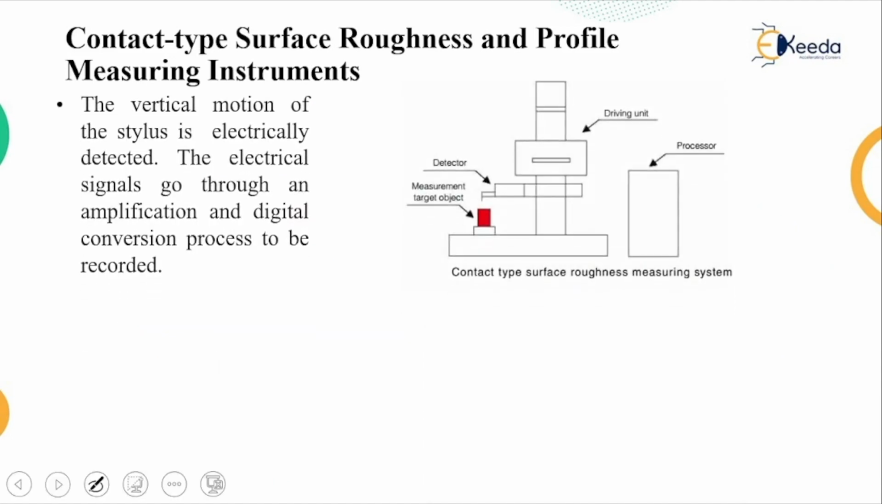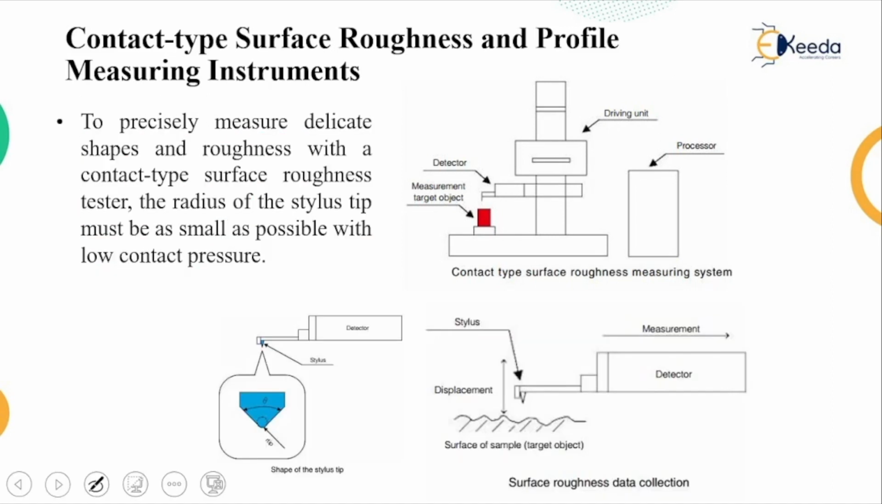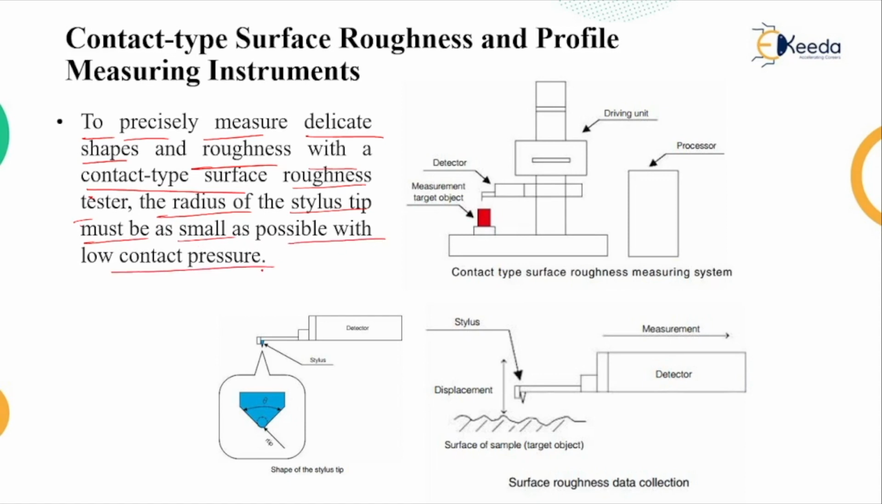The vertical motion of the stylus is electrically detected. The electrical signals go through an amplification and then a digital conversion process to be recorded. Now to precisely measure delicate shapes and roughness with a contact type of surface roughness tester, the radius of the stylus tip must be as small as possible, with low contact pressure.